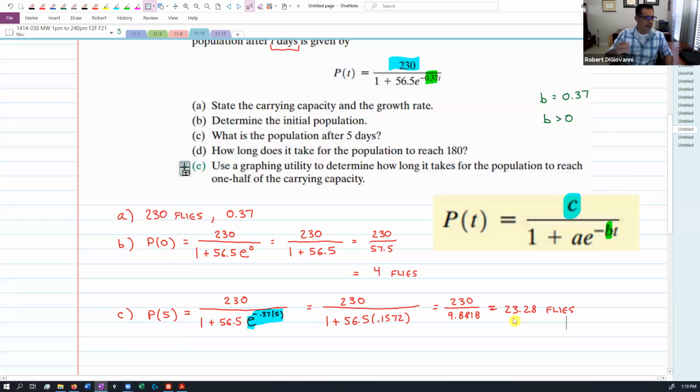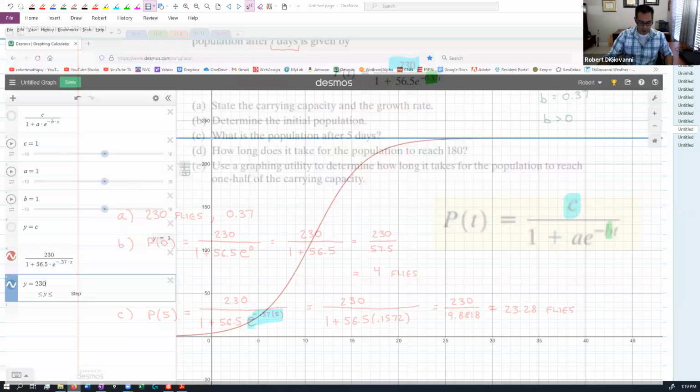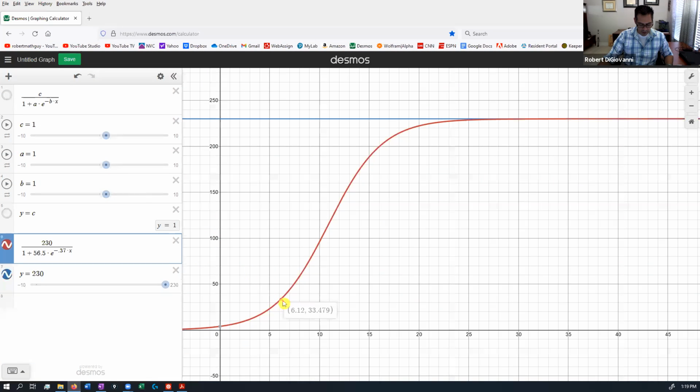Again, it's not perfect. It's just, you know, some sort of representation of what's going on. If we go back to our graph, I can actually trace this out. After 5 days, you can kind of see there about 23.27, something like that. And then it's going to continue to grow and grow and grow.